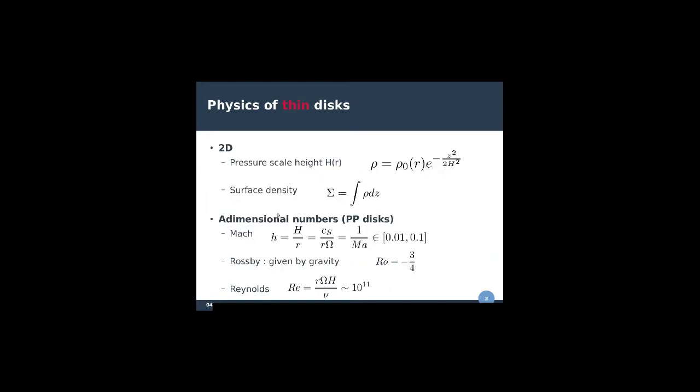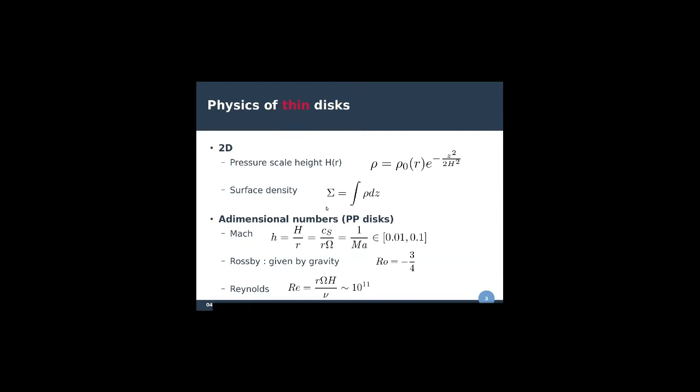So the density is given here. It's just Gaussian, assuming the disk is isothermal vertically, and we can integrate the density, giving the surface density in the vertical direction that we will use just after.